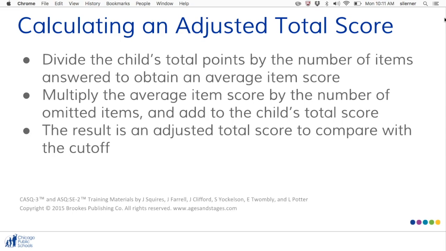If the 3 items are omitted and the total score of completed items is within 5 points of a cutoff, then the score must be adjusted. To adjust the score, first divide the child's total score for answered items by the number of items answered. This yields an average item score between 0 and 15. Then multiply the average item score by the number of unanswered questions and add the child's total score. This will provide an adjusted total score to compare with the cutoff scores on the information summary sheet.